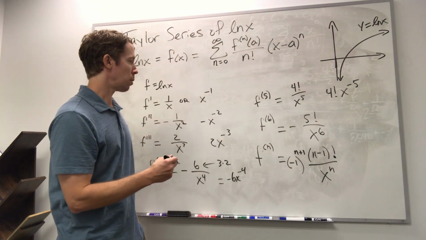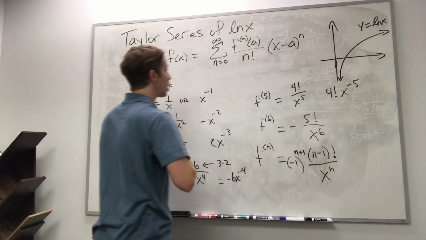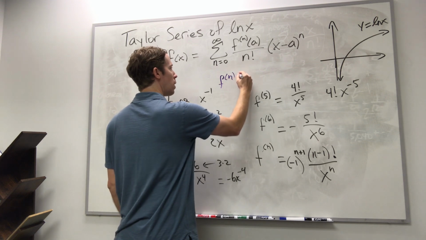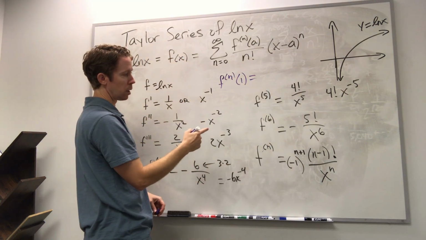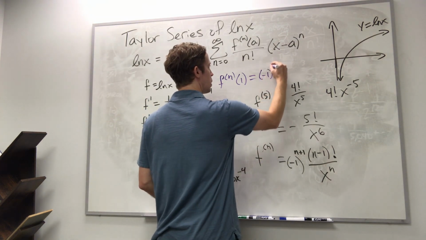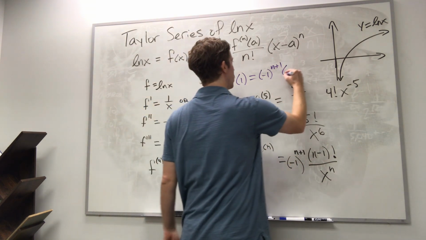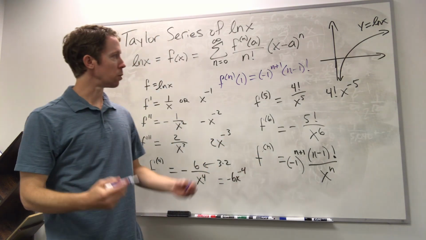So I'm going to write that up here, in a different color. If I take the nth derivative and evaluate it at x equals 1 for natural log of x, then I just get -1 to the n plus 1 times n minus 1 factorial over 1 to the n, which is 1.